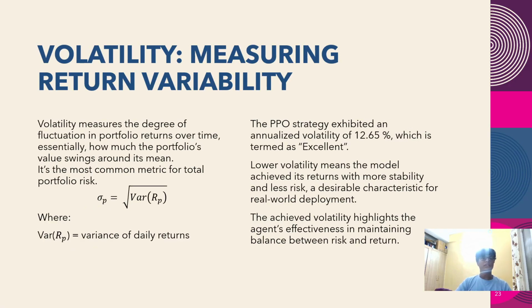Then you have the volatility, which is measured as return variability. It is simply the variance of the daily returns annually, and then you take the square root of that to get the standard deviation, which is the volatility. The model got a volatility of 12.65%, which is again excellent. It means that the model has achieved its returns with more stability and less risk. It's a desirable characteristic. It highlights the agent's effectiveness in maintaining balance between risk and return.